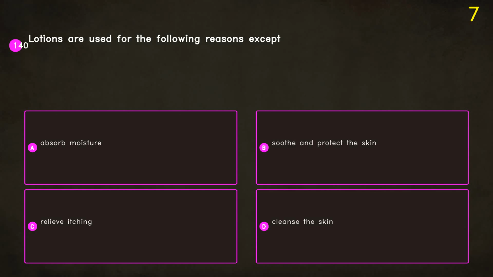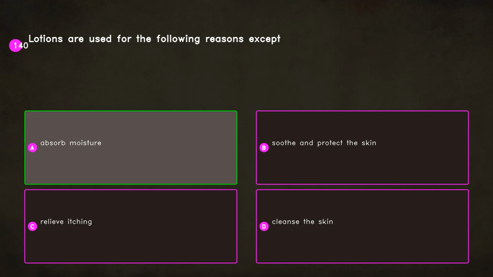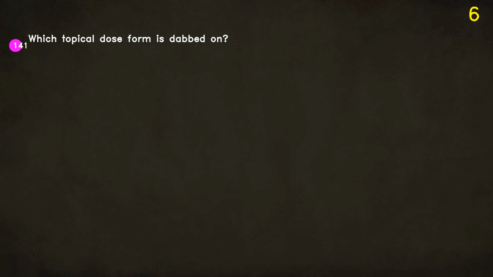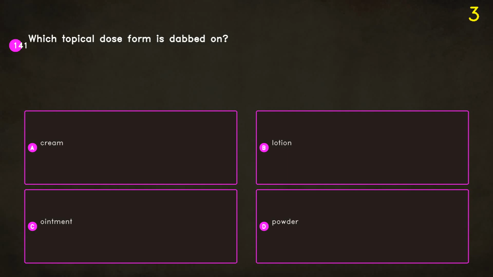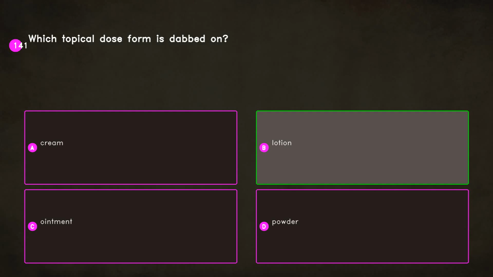Question 140. Lotions are used for the following reasons except A. Absorb moisture B. Soothe and protect the skin C. Relieve itching D. Cleanse the skin. The correct answer is absorb moisture. Question 141. Which topical dose form is dabbed on? A. Cream B. Lotion C. Ointment D. Powder. The correct answer is lotion.